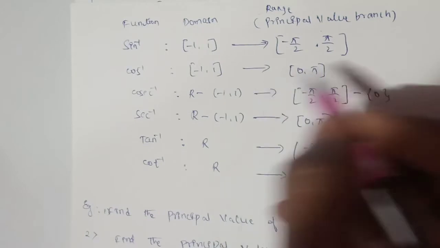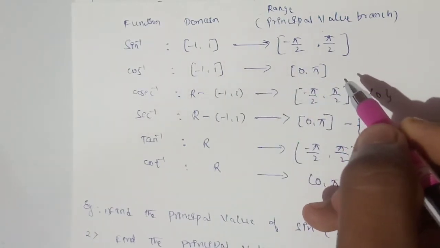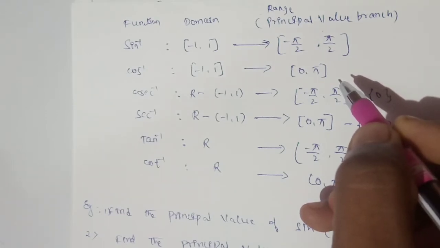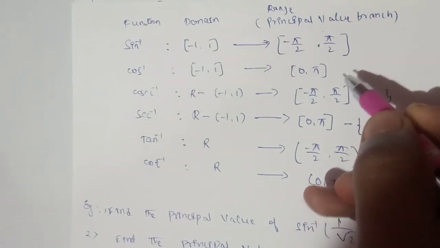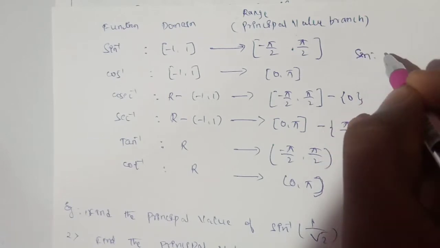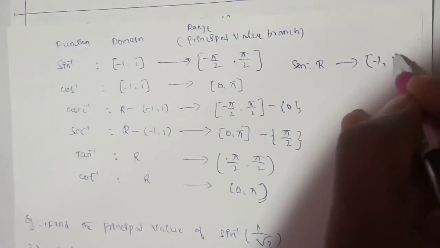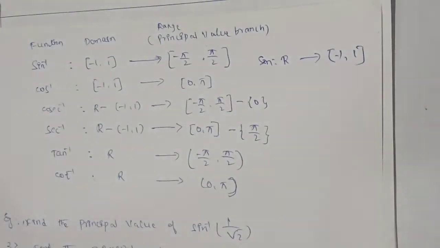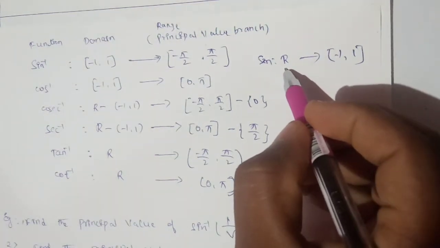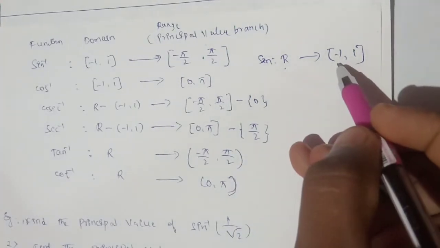Here, sine function, before starting inverse functions, first we know trigonometric functions. In first year PUC, we studied trigonometric functions. There, the domain of the sine function is the set of all real numbers, and the range is -1 to 1. That is, for all values of real numbers the sine range is -1 comma 1.